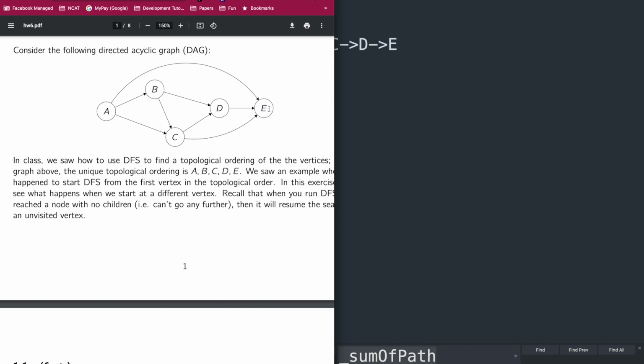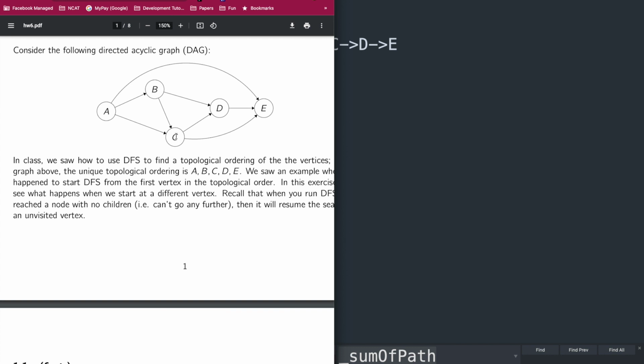And then what's going to happen is we're going to pop back into D, right? Because we're done with E. So we go back to D. Then we're done with D because there's nowhere else to go. We already visited E. So we go back to C. And then actually we're done with C because there's nowhere else to go.